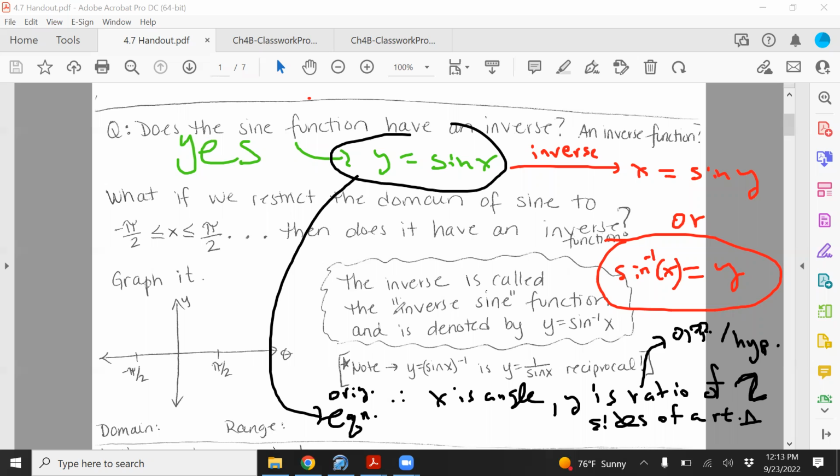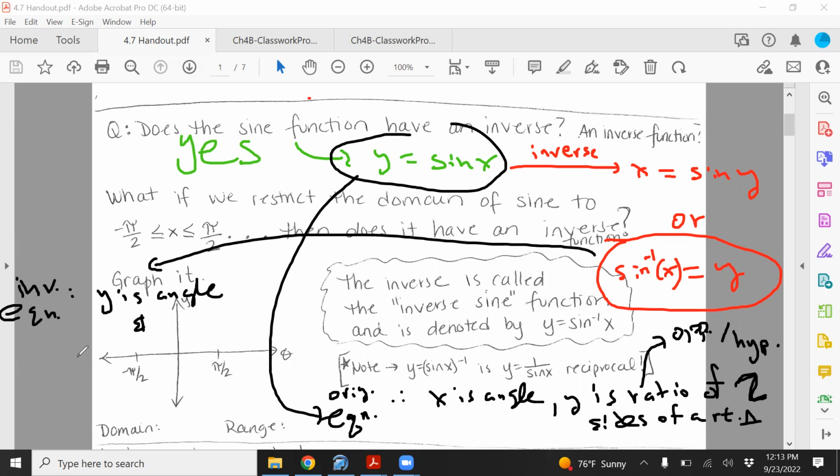However, for the inverse equation, y is the angle and x, yes, exactly, it's a total swap, will be the ratio of two sides. And that's how you have to think about it. You have to think in reverse in this unit, okay? Or in this topic.